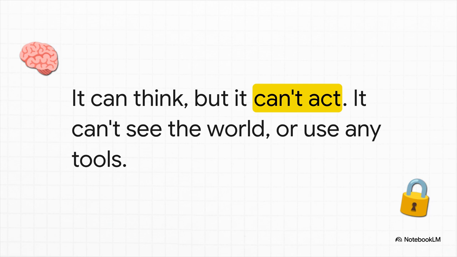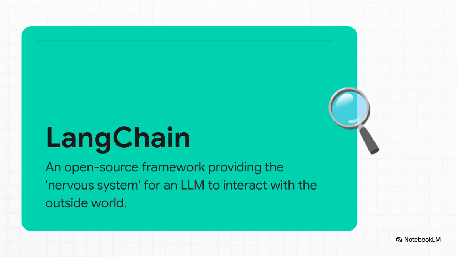It has no way to check the internet for what's happening right now. It can't pull out a calculator to do some math. It can't even look at a PDF you just saved. It's incredibly powerful, yeah, but it's also fundamentally trapped. So, how do we get that brain out of the jar? How do we connect it to the real world?